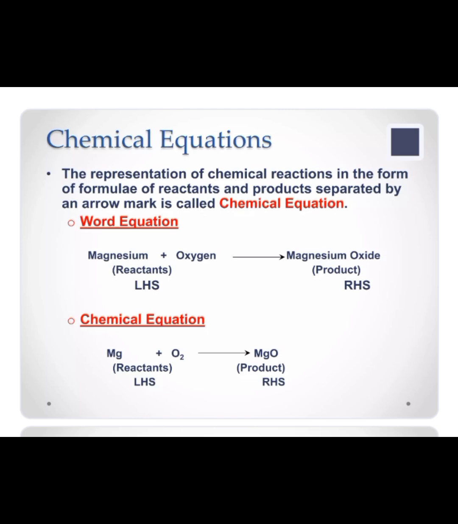The representation of a chemical reaction in the form of formulas of the reactants and products, separated by an arrow mark, that is a single-headed arrow, is called a chemical equation simply.